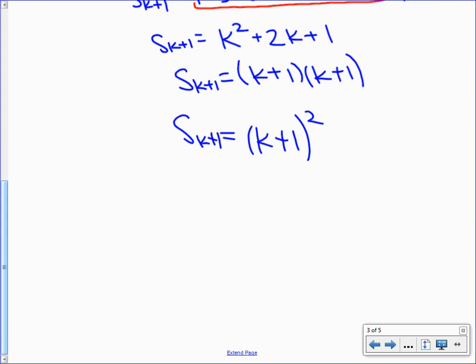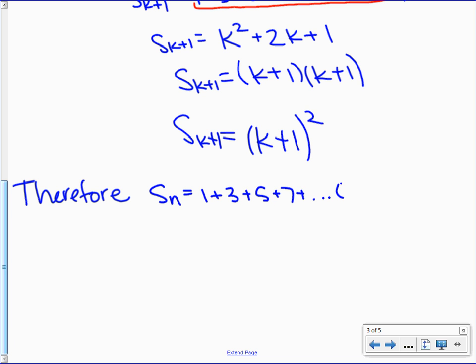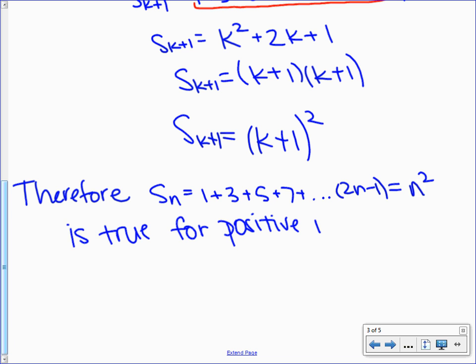To conclude, remember we're kind of writing a math paragraph, if you will. What did we just do? We just showed that our sum is true. And what was our sum? 1 plus 3 plus 5 plus 7 all the way up to 2n minus 1 really equals n squared. We showed that this is true for all positive integers n.